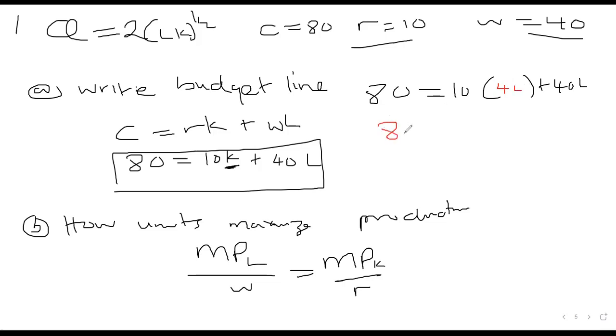So what are we going to have? 80 is equal to 40L plus 40L. So here we're going to have 80 is equal to 80L. So what becomes our L? Divide both sides by 80. So our L is what? 1.